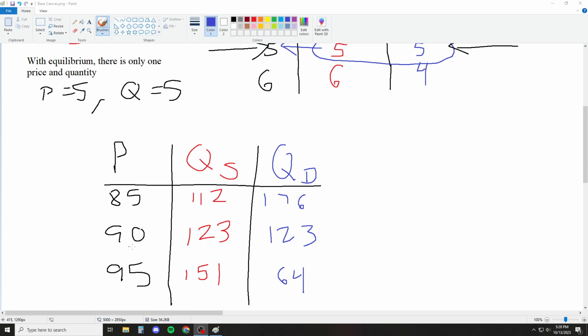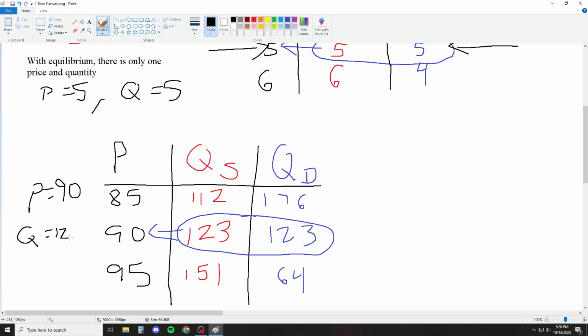So we've got this chart here. A couple other things to point out, besides the fact that hopefully you quickly eyeball this and you're like, oh, 123 equals 123, which means my equilibrium price is 90. My equilibrium quantity is 123. That's totally fine, very valid, very easy.